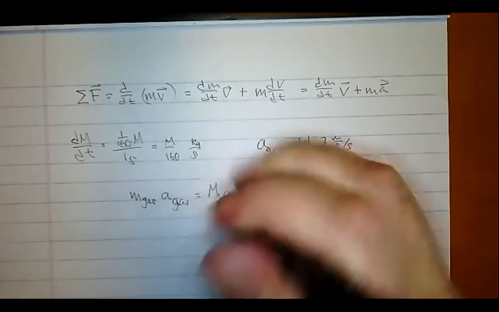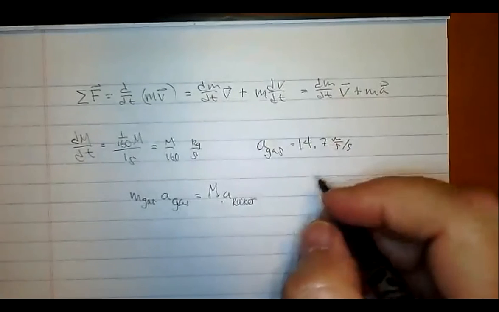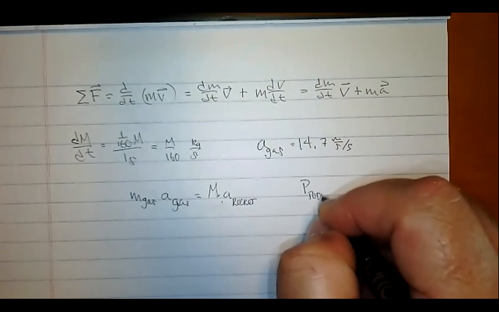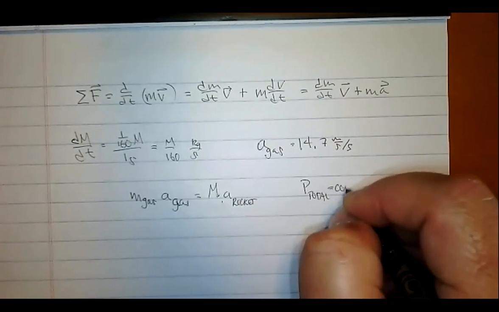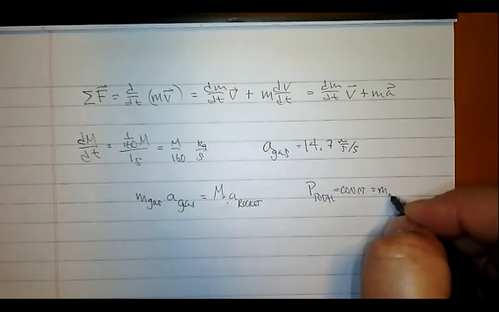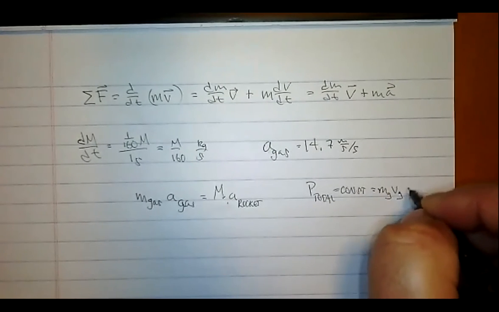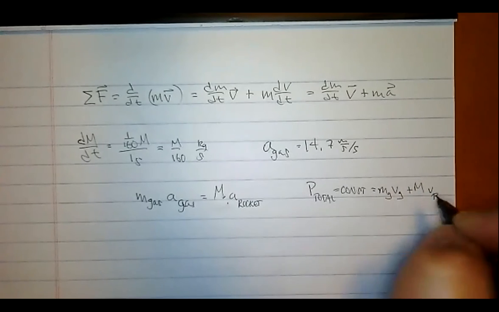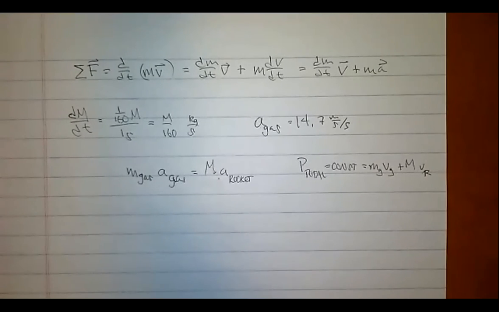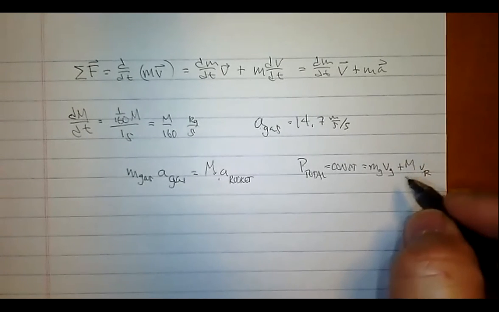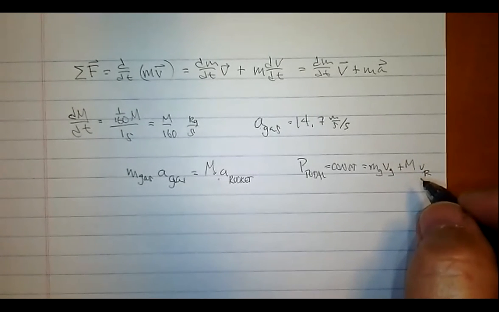Basically, that is conservation of momentum in this sense. You have P total is equal to a constant. And that's, of course, M gas V gas plus M V rocket, like that. So because of that, this is a constant. And basically what it says is the derivative of this should be equal to 0.